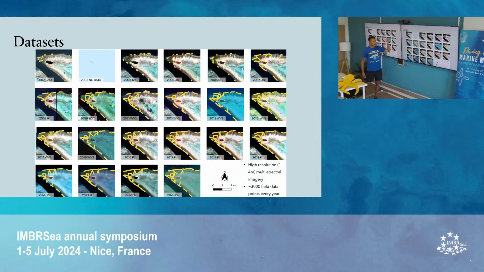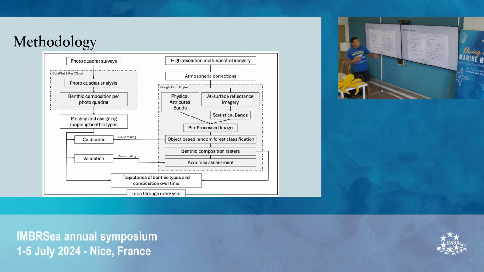So as you can see here, we had a series of high resolution multispectral imagery between 1 to 4 meter resolution. So that falls under the range recommended from previous research. And we have an average of 3,000 field data points per year, right? So again, this provides what we mentioned earlier from previous research, that we need robust data that allows validation and calibration.